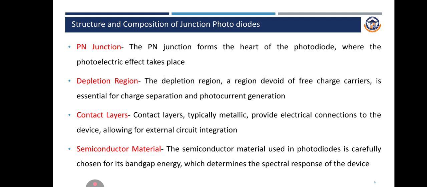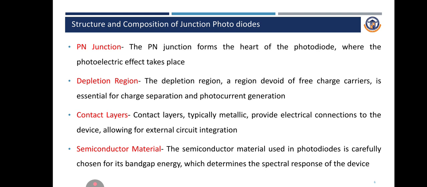These are the structures and composition of PN junction photodiodes: the PN junction, depletion region, contact layer, and semiconductor material. As we discussed in the first slide, the PN junction is the heart of the photodiode, and the depletion region is the region devoid of free charge carriers, essential for charge separation and photocurrent generation.